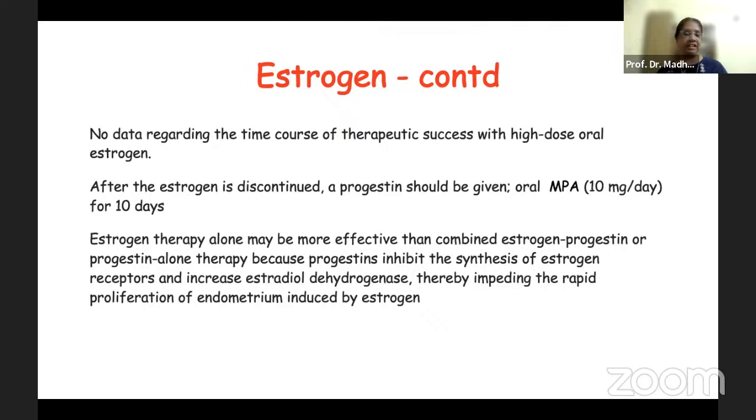Now, regarding oral estrogens, there is no data available regarding the continuation of oral estrogens. But what we always give is progesterone orally for about 10 days. And estrogen alone is more effective, but sometimes when you give combined pills, it may not act because the progesterones inhibit the synthesis of estrogen receptors and they increase estradiol dehydrogenase. So sometimes they do not act.